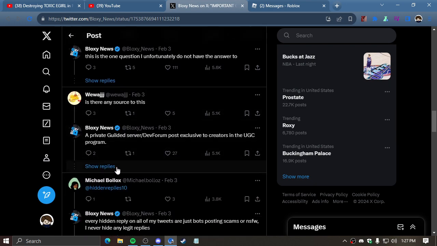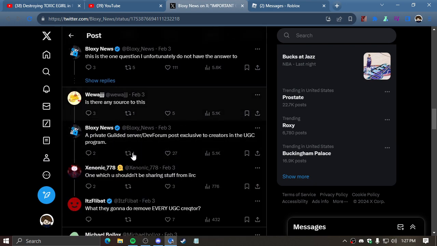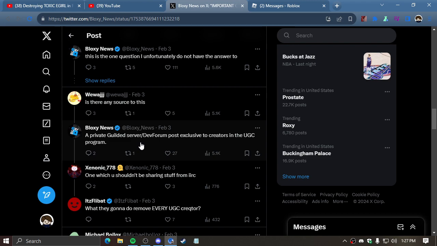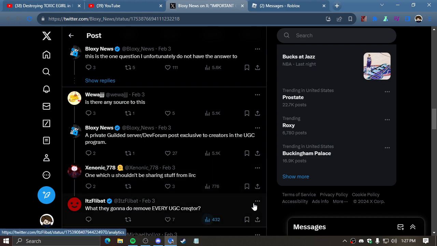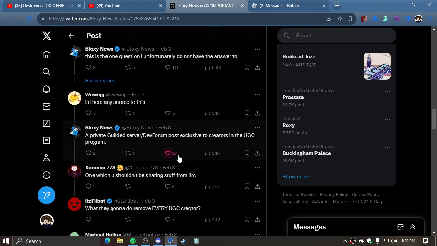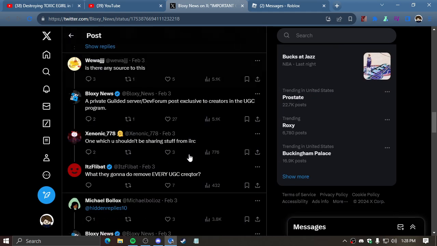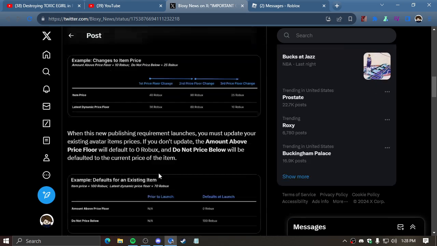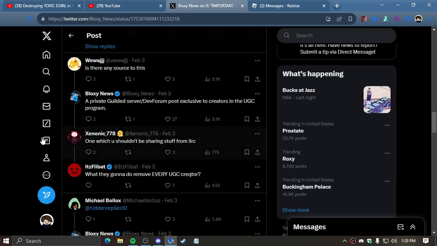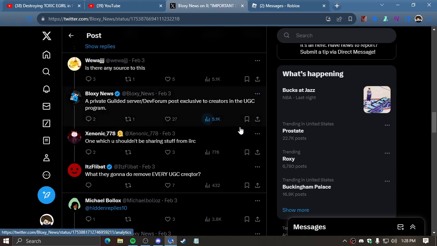Here, hear this. Are there any sources? A private Guilded server or dev forum post for the creators in the UGC program, one which you shouldn't be sharing stuff from. I don't actually know what this means right here, but what are they gonna do? Remove every UGC creator? That'd be funny. Would they do that? Probably. I don't know. They have enough money. I don't think they need more. But this update honestly says otherwise, so, you know. But if this is true, if you're not supposed to be sharing stuff from that, then this could be bad.